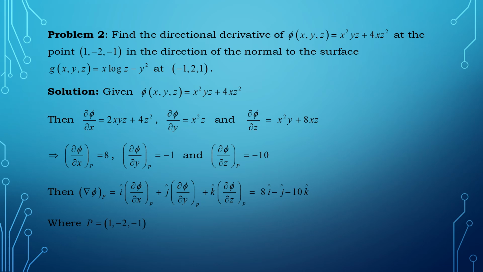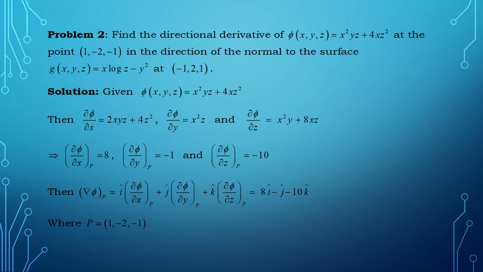Problem number 2. In this problem, a surface phi of x, y, z equals x squared yz plus 4xz squared is given to us. We have to find its directional derivative at the point P equals (1, -2, -1) in the direction of a vector u cap. In this problem, we need to find this vector u cap.